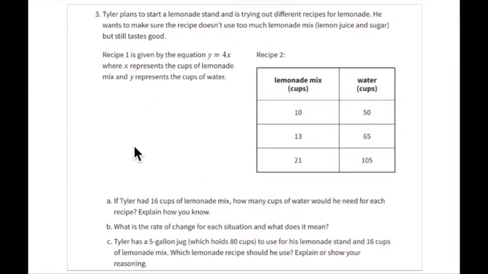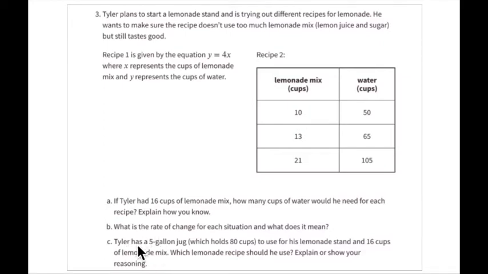So here's the problems all laid out. Here's the table for recipe 2. Here's the equation for recipe number 1. And they're going to ask you, for 16 cups of mix, how many cups of water are you going to use for each recipe? Then they're going to ask you about the rate of change, or the unit rate. So what's the rate of change for recipe number 1? What's the rate of change for recipe number 2?